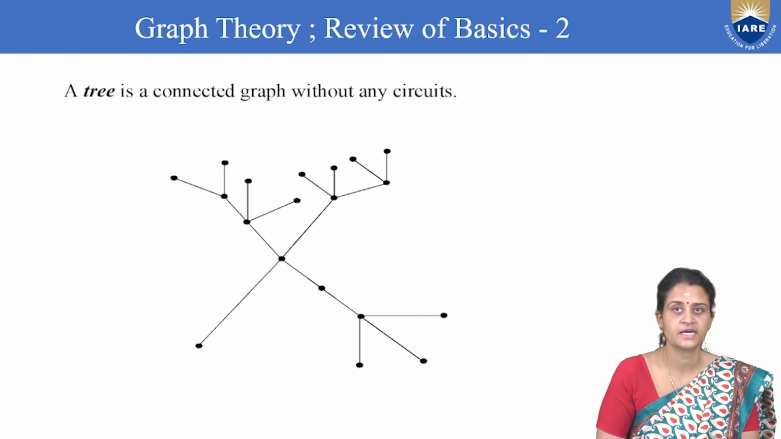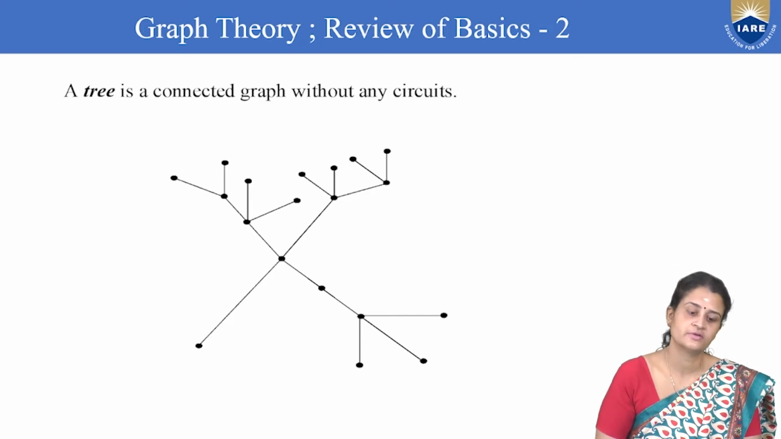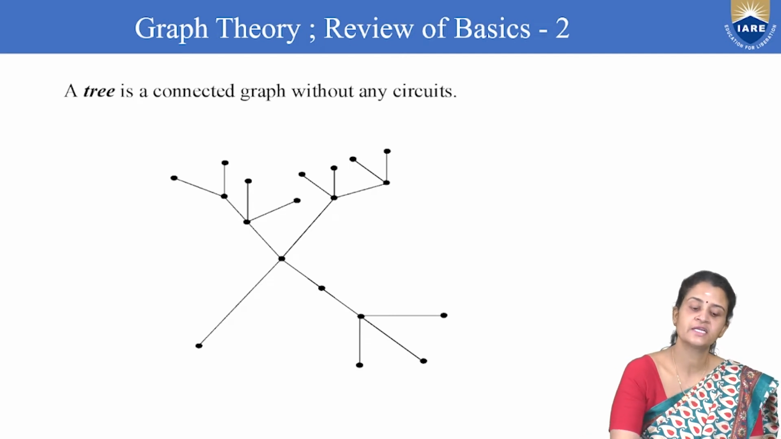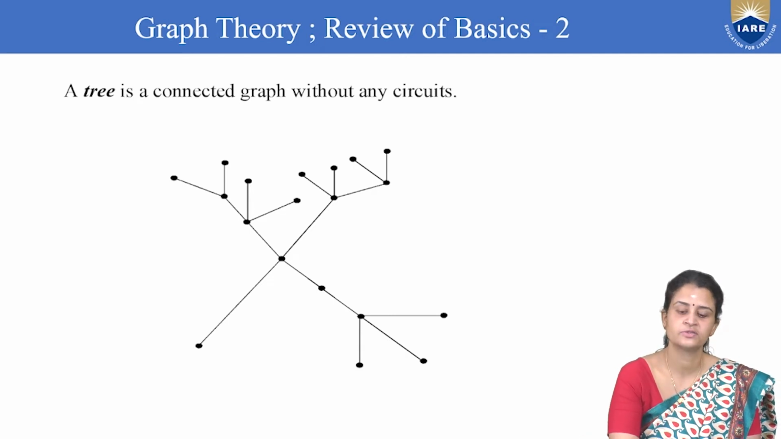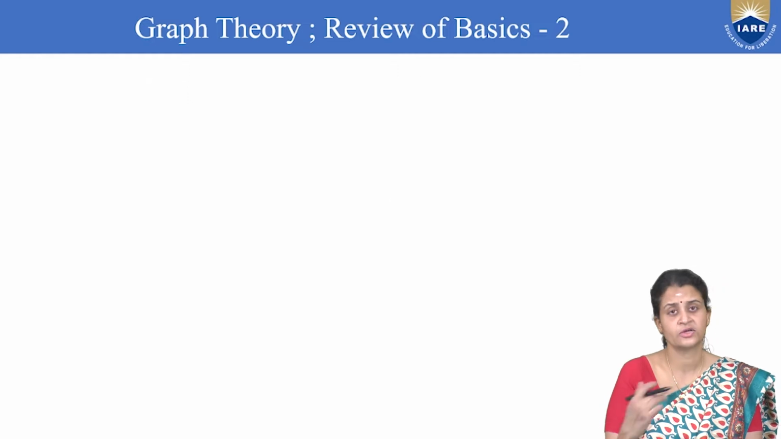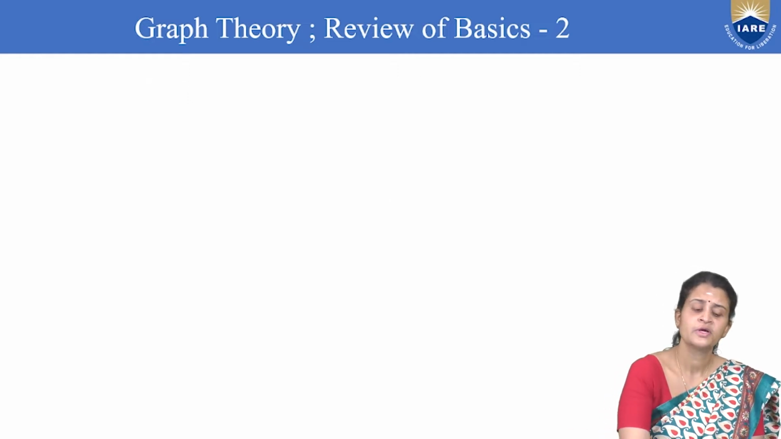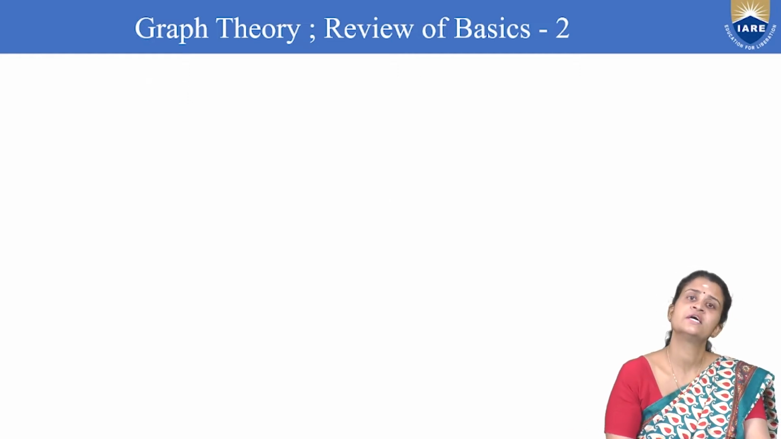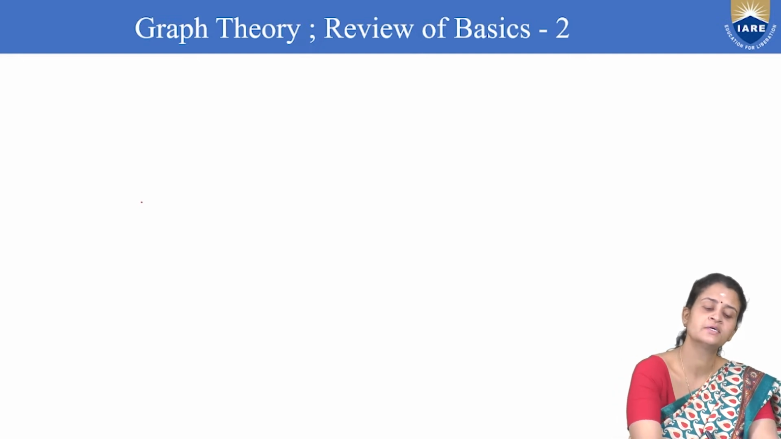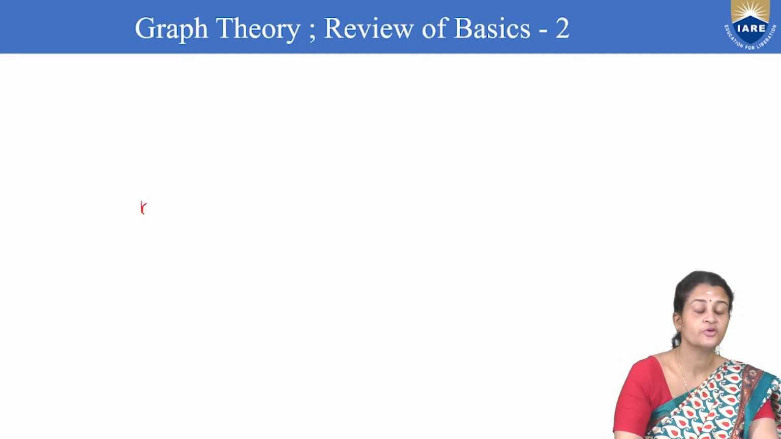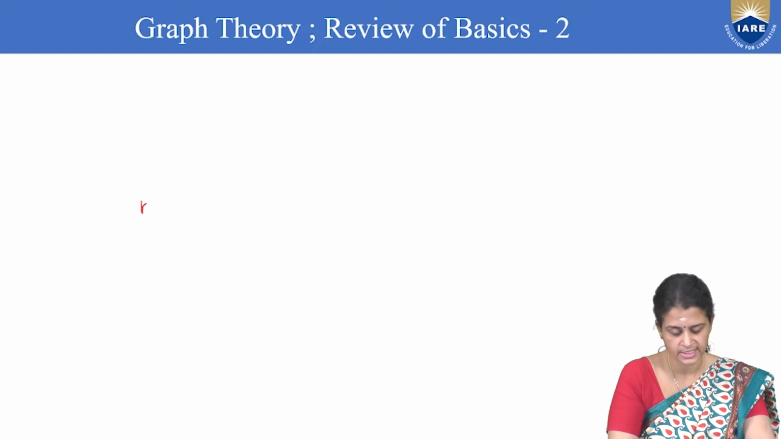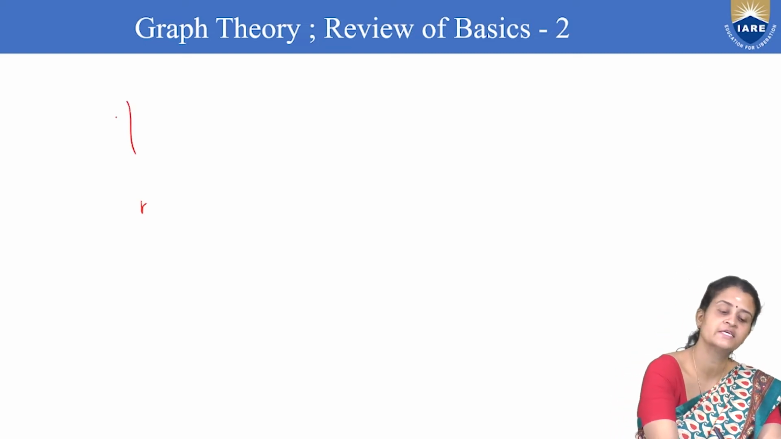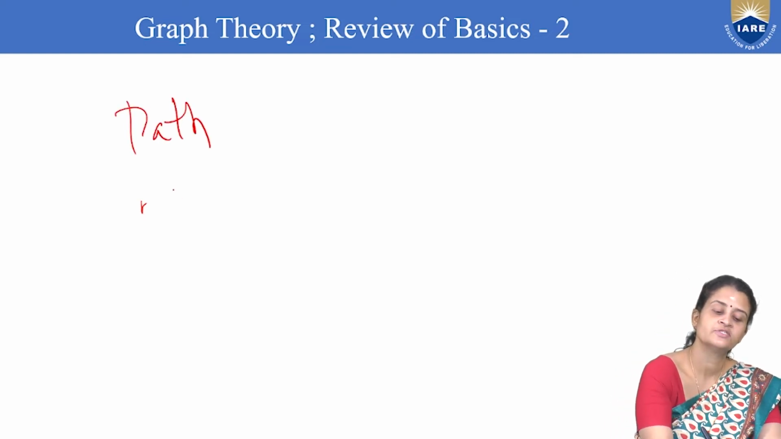We say that a tree is a connected graph without any circuits. This is a connected graph and without any circuits. What is this circuitless graph? What is this circuit? Before starting with circuit, we will see what a path is, then we will see what a circuit is.